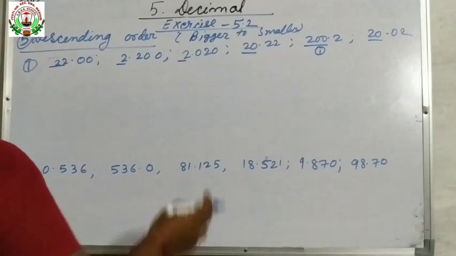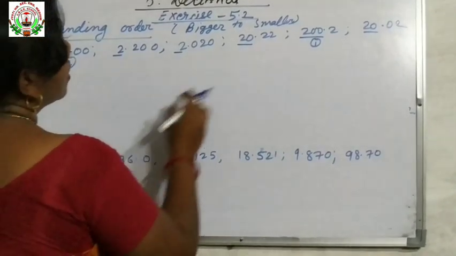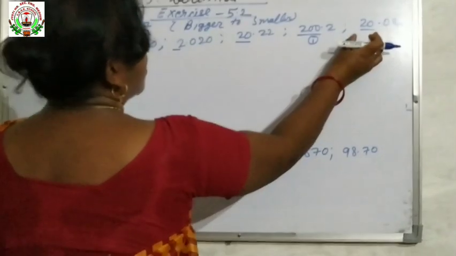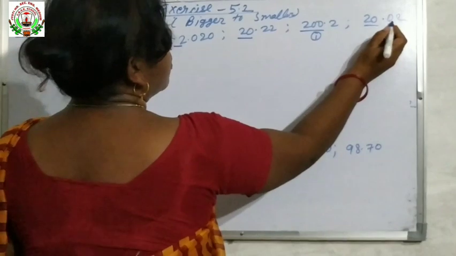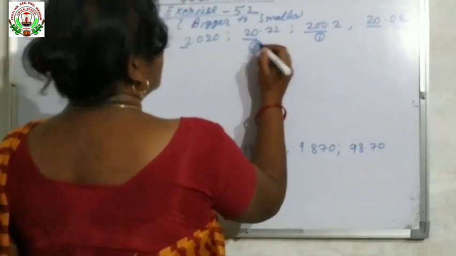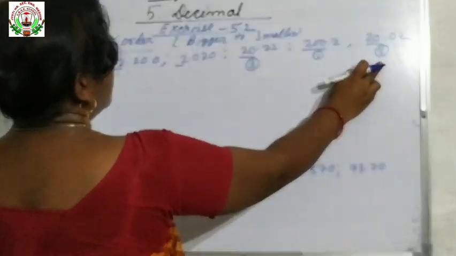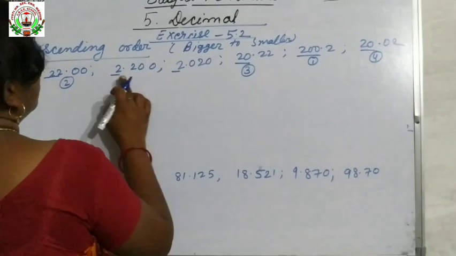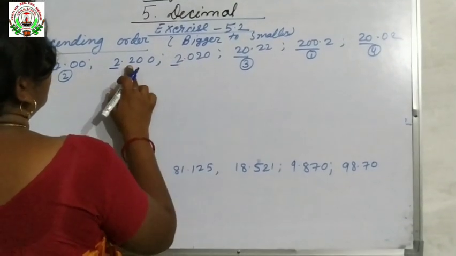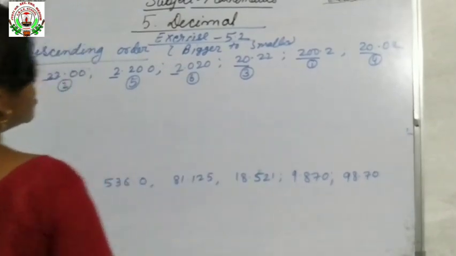After that, which is bigger? 22. It will be number 2. Now look here, 20, 20. The whole part is 20, 20. After that 0.2 and 0.0. So it will be the bigger one, then bigger than this number. So it is 3, it is 4. Now next you will see 2, 2. Then 0.0, 0.2. So it is the bigger. So it will come in 5th place, and this in 6th.